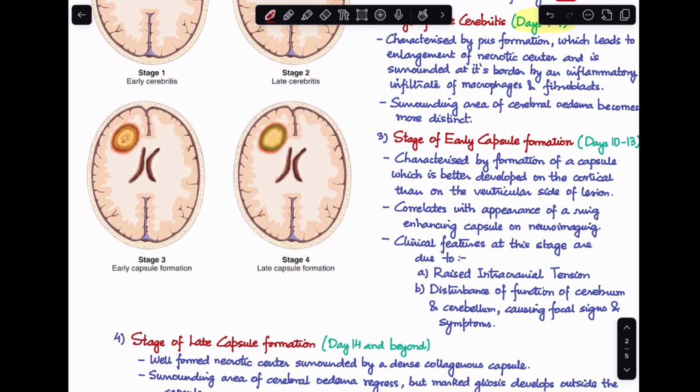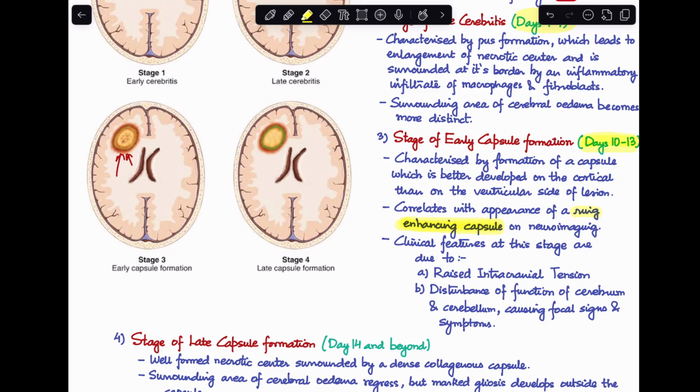Coming to our next stage, the third stage, which is the stage of early capsule formation, which is between day 10 to 13 of the disease. Here, now see in the image here, we are seeing that there is a capsule formation happening over here on the cortical side rather than on the ventricular side of the lesion. And this correlates with the appearance of a ring enhancing capsule, which is a very typical feature that helps you in diagnosing the disease when you perform a CT or a MRI.